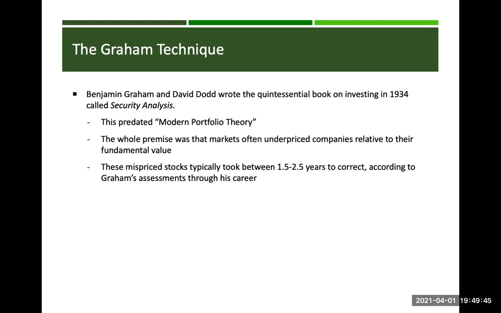So the whole premise is that markets often underprice companies relative to their fundamental value. Now, I think Graham even says this in Security Analysis, but Benjamin Graham had indicated in his findings that these mispricings typically take 1.5 to 2.5 years to correct. I think it was more towards the 2.5 years end of the spectrum, but 1.5 to 2.5 years is around the correction time. So you have to hold them for at least a year, usually more than 2.